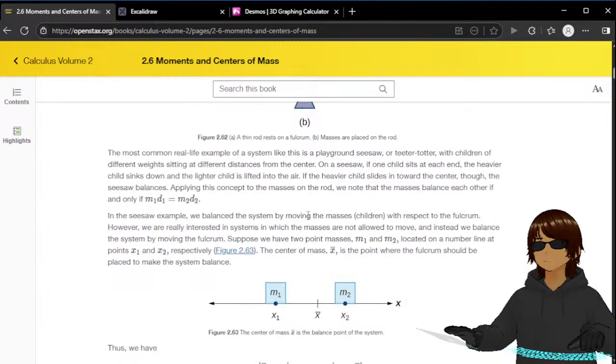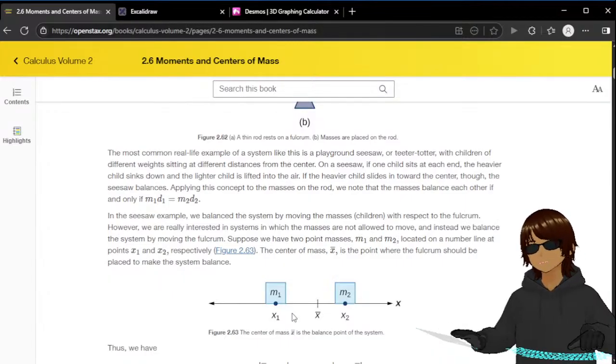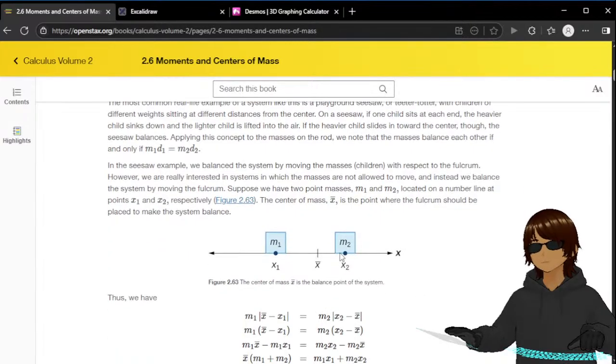In the seesaw example, we balance the system by moving the masses with respect to the fulcrum. However, we are interested in systems in which masses are not allowed to move. Instead, we balance the system by moving the fulcrum. Suppose we have 2 point masses m1 and m2 located on a number line at points x1 and x2, respectively. The center of mass is the point where the fulcrum should be placed to make the system balanced.